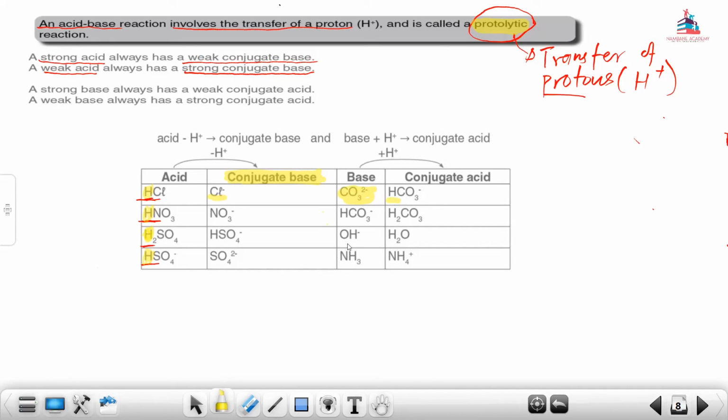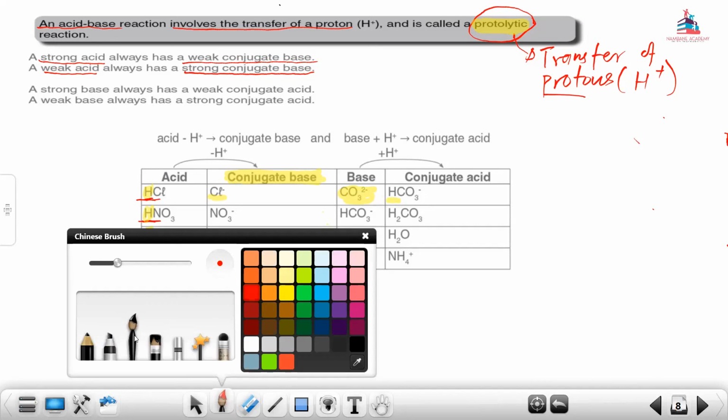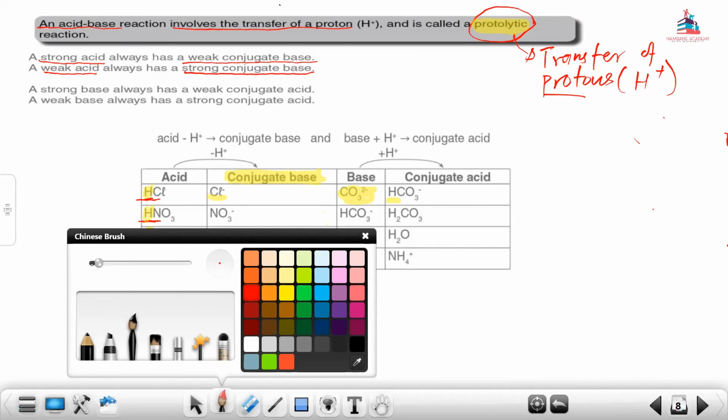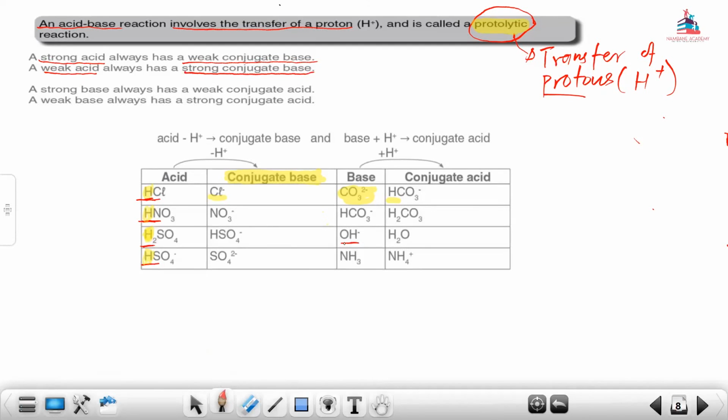If you check the OH in this instance, which is a base, if it is going to accept a hydrogen, then it is going to form water. So basically, water is a conjugate acid of OH minus. And because it's a conjugate acid, it must be one proton more.